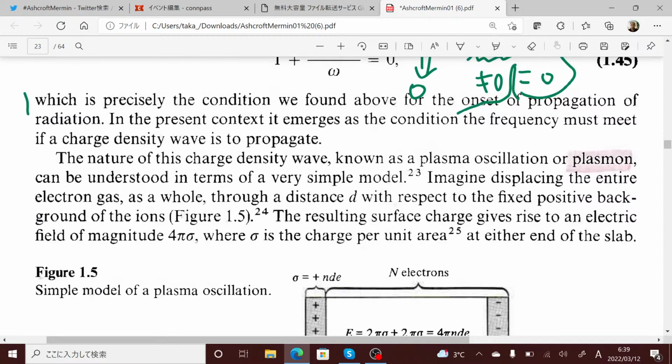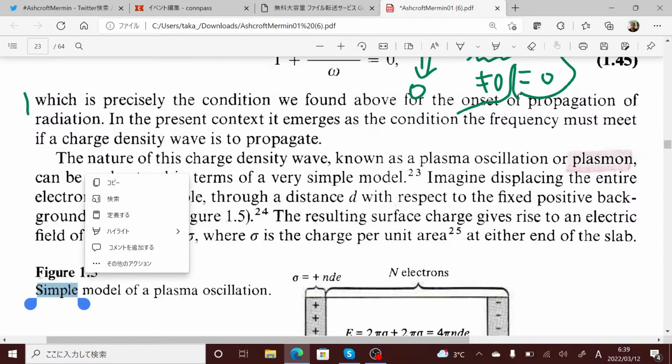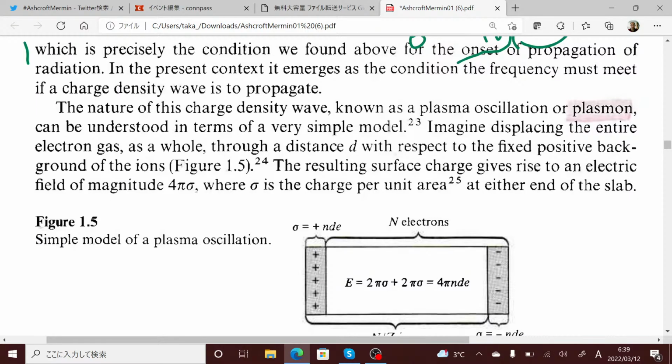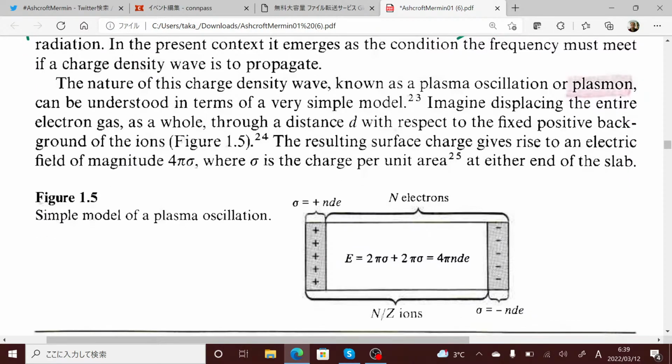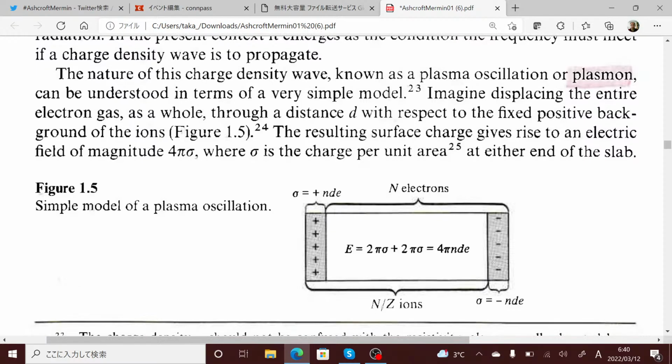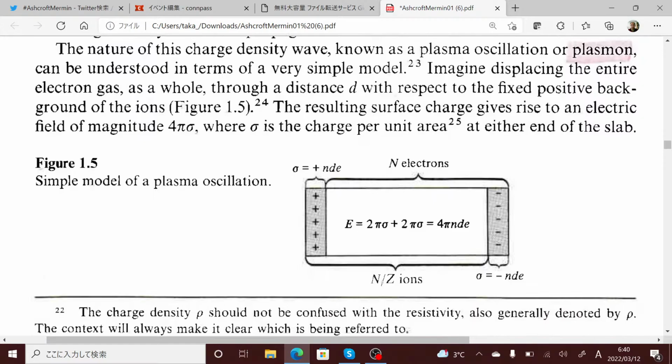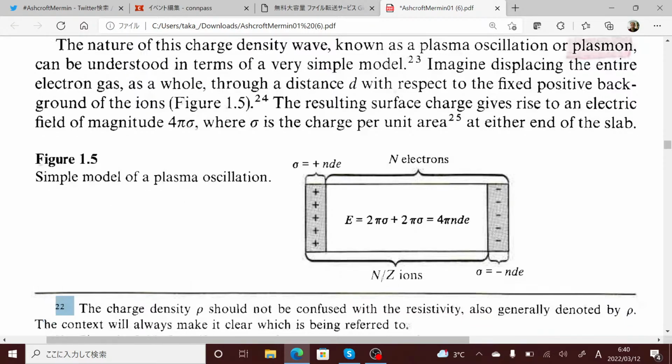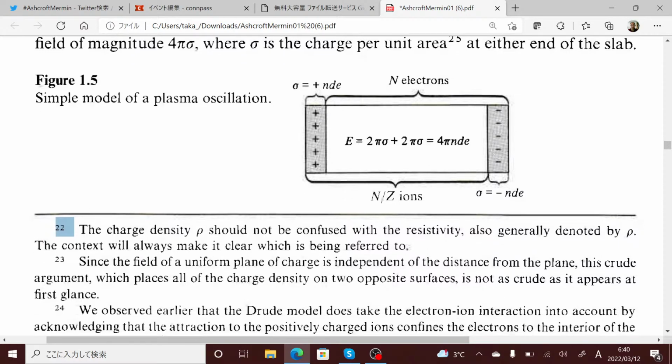Anyway, imagine displacing the entire electron gas as a whole through a distance d with respect to the fixed positive background of ions. Figure 1.5. The resulting surface charge gives rise to an electric field of magnitude 4 pi sigma, where sigma is the charge per unit area at either end of the slab.